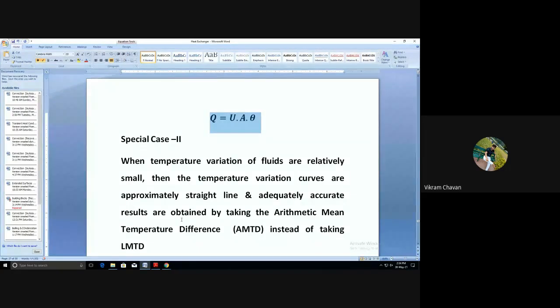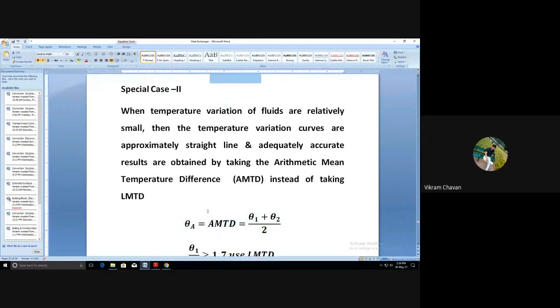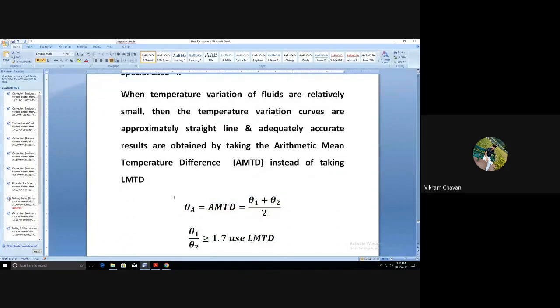So what is meant by arithmetic mean temperature difference? In short form, it is called AMTD. AMTD is just the average of theta 1 and theta 2. Theta A denotes the AMTD. Theta M denotes the LMTD, whereas theta A denotes the AMTD. So AMTD is equal to theta 1 plus theta 2 divided by 2.